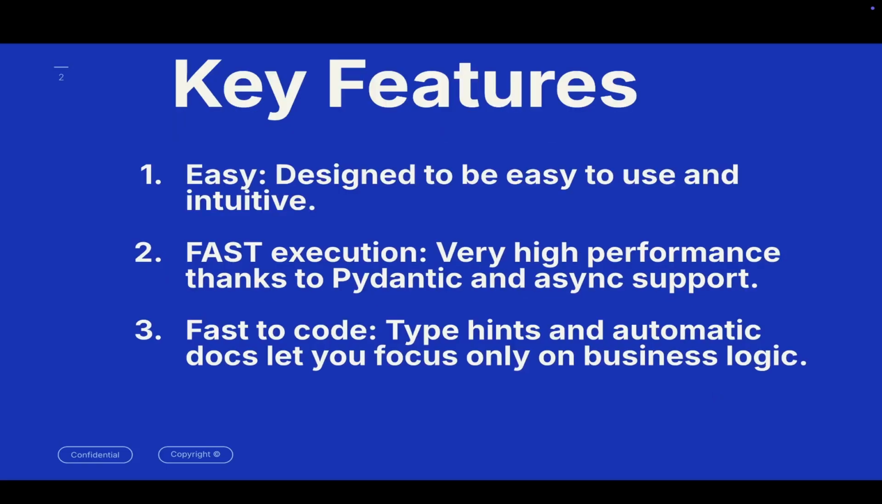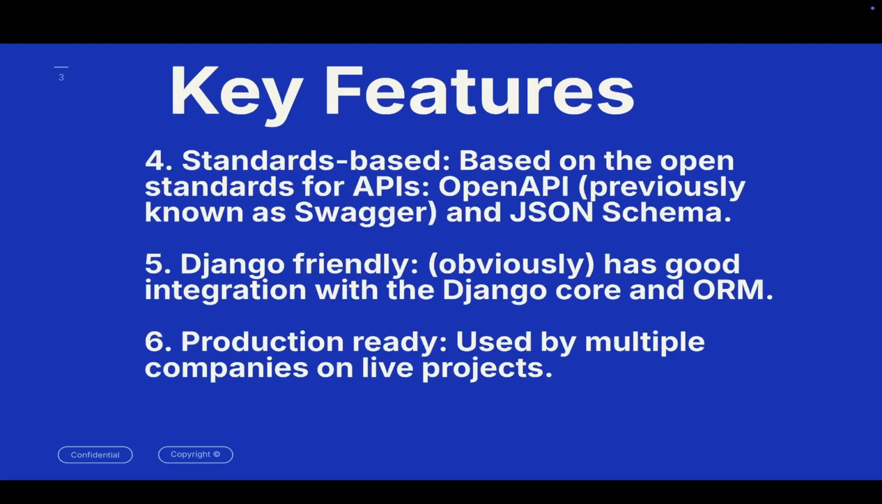The first is that it is very easy to use with little thought. You don't have to think a lot while using this. It is also fast to execute thanks to Pydantic and asynchronous support. It is fast to code due to the type hints, and automatic documentation allows you to focus only on the business logic. Django Ninja is open API standard based, okay?